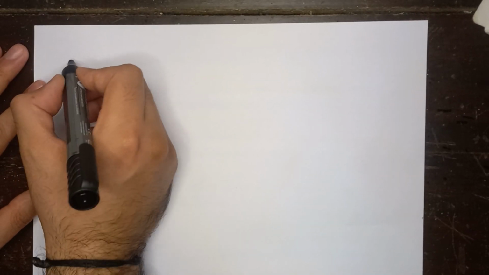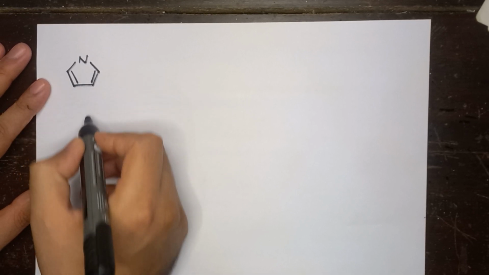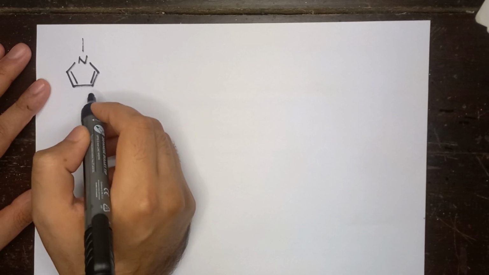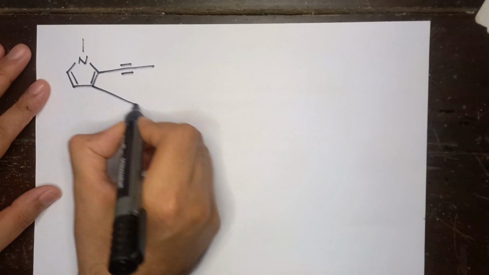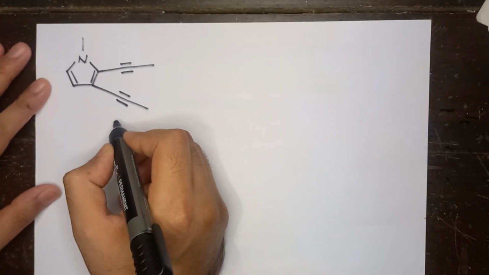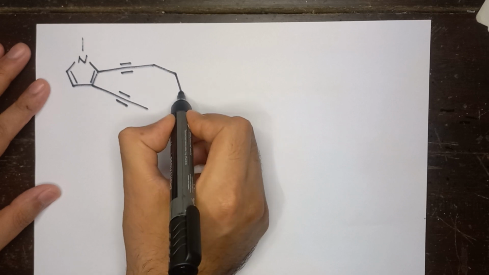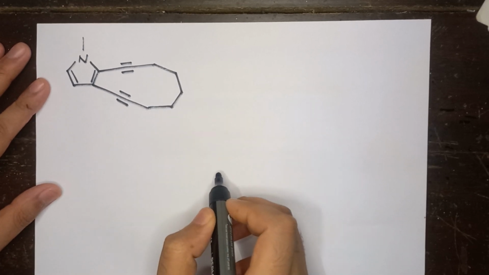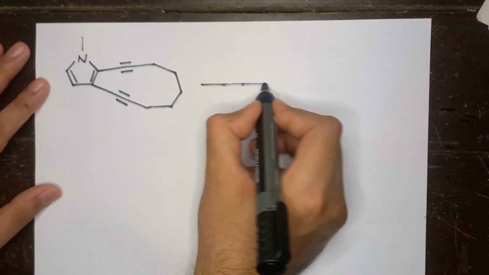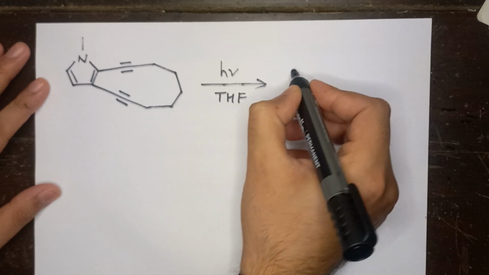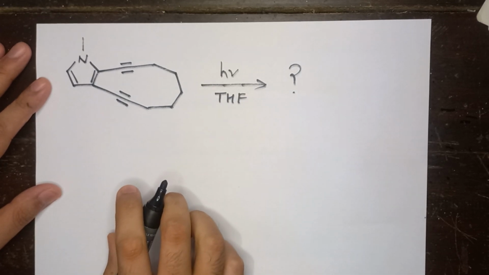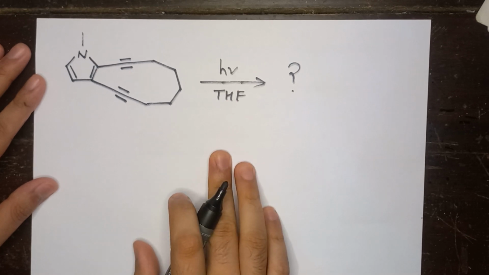Okay, so this time we have a pyrrole containing starting material. This one is methyl. Then we have, okay, so this is my starting material, shining light on it and using THF as a solvent. Find out the product. Use my short trick to immediately find out the product.